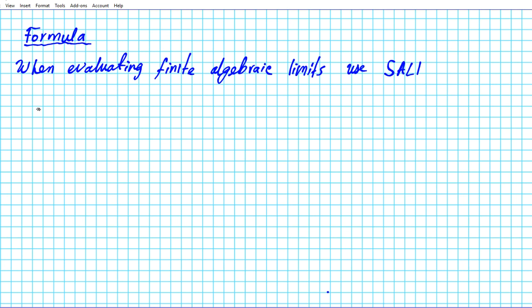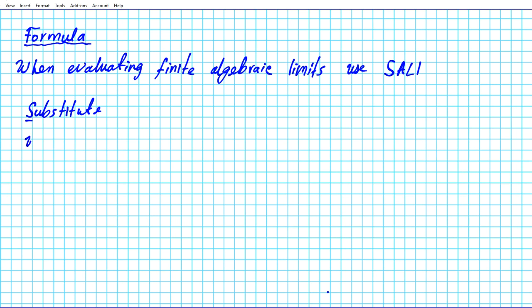What does Sally mean? Well, the first thing you will do when you're looking for finite algebraic limits is you want to substitute. Okay, substitute is the S in Sally. Now, sometimes when you substitute, you can get an answer, you can get an undefined result, or in certain cases, you get an indeterminate form. Okay? Now, when you have indeterminate forms, there are two ways that you can handle those scenarios. You can either use algebraic manipulation or L'Hopital's rule. So you substitute first, you can get either an answer, undefined, or indeterminate.